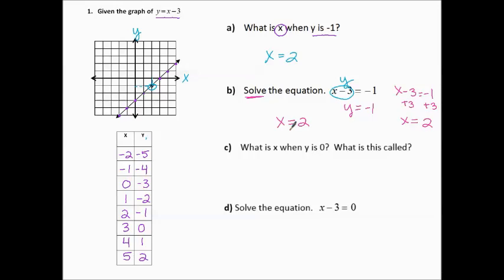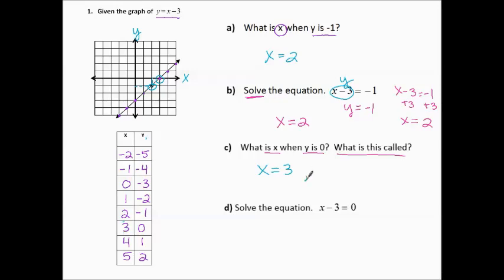Letter C. What is x when y is 0? And also, what is this called? So again, we can look at my graph. We want to find when y is 0. So when y is 0, that means we didn't go up or down. We are right here. So this is when y is 0. So what is x? 1, 2, 3. According to my graph, x is 3. Let me also check my table. If I go down when y is 0, it looks like that also confirms it. X is 3.